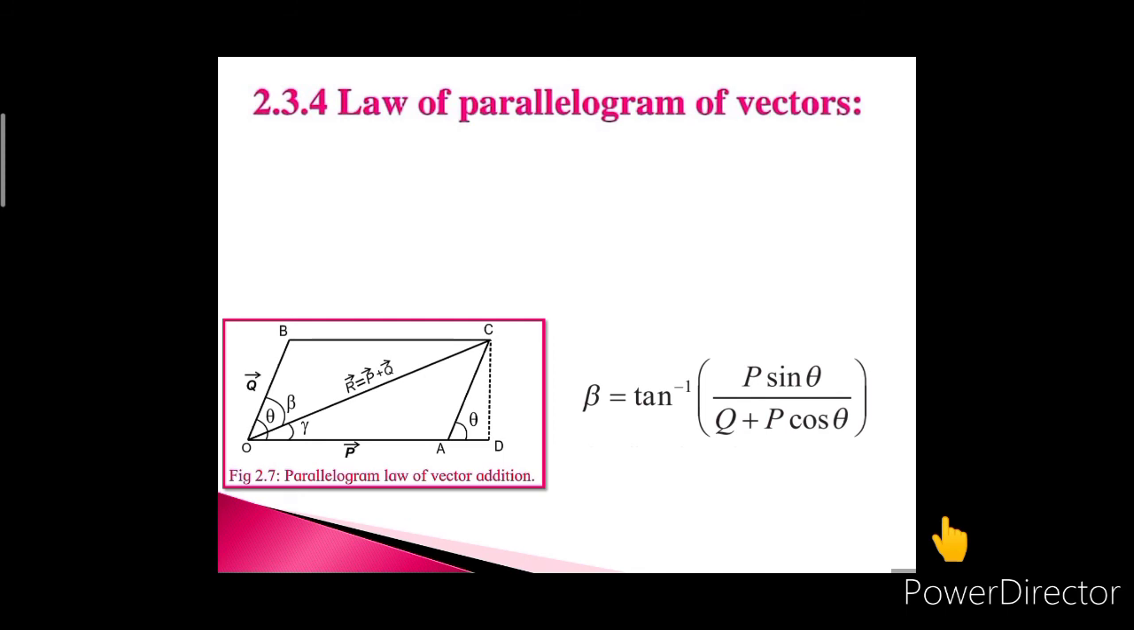So here we have determined the magnitude and direction of the resultant vector R by using the law of parallelogram of vectors, and hence we have completed our topic vector operations with multiplication of a vector by scalar, addition and subtraction of vectors, triangle law of vector addition, and law of parallelogram of vectors. The chapter will be continued next time in the next lecture.